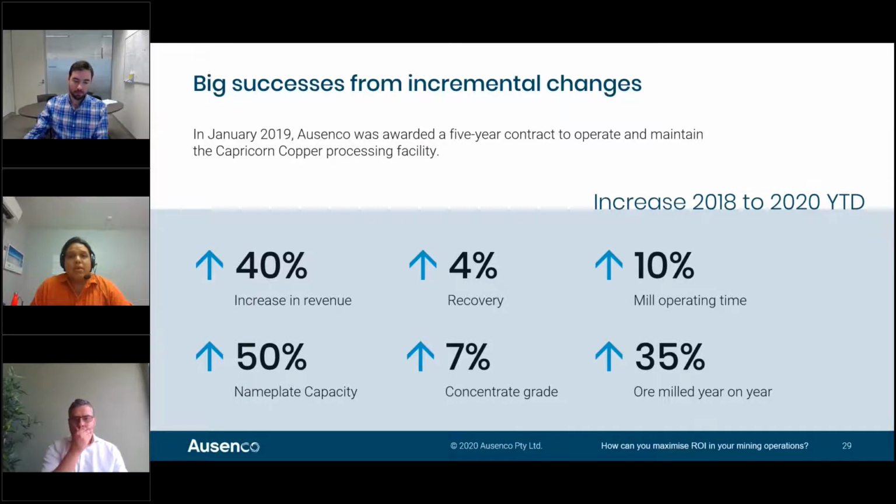And comparing the 2018 results to date, we have been able to increase the nameplate capacity by 50%, increase recovery by 4% in absolute terms, despite a reduction in the copper feed grade, and achieve increases in concentrate grade, mill operating time, and ore milled year on year, leading to a 40% revenue increase on a relative basis. So what resources and skills were required for this?